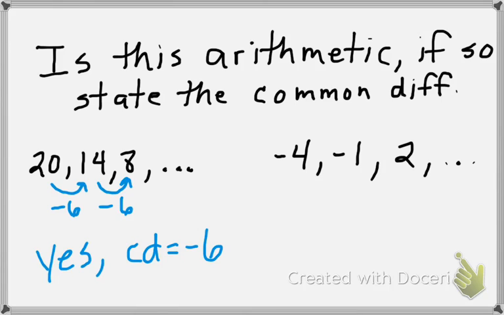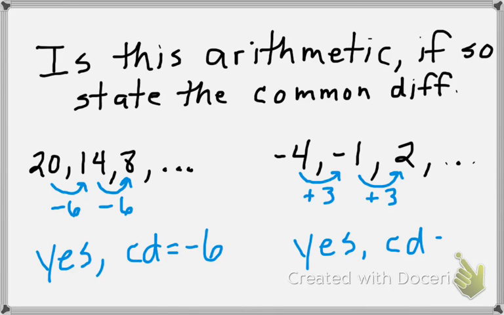Now looking at the second one. The second one is going from negative 4 to negative 1. Well, that's plus 3, because you'd have to add 3 to negative 4 to get to negative 1. And then from negative 1 to 2, I would also have to add 3. So since there's a common difference, then yes, it is arithmetic, and that common difference is 3.